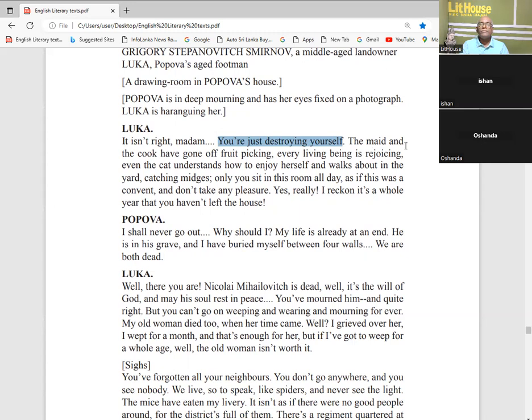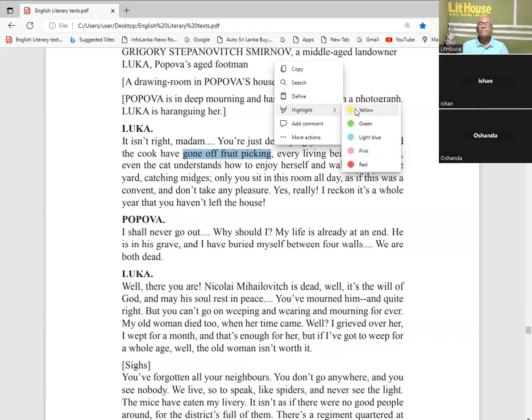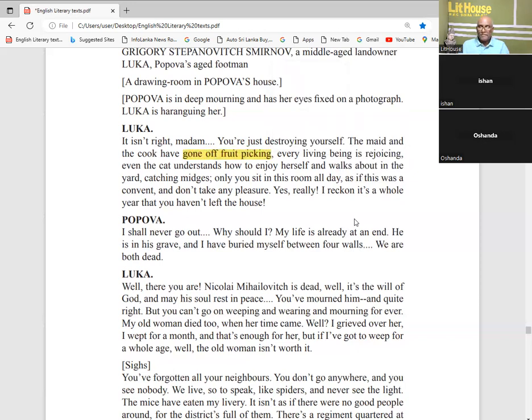What is the idea of fruit picking? Gone off fruit picking. What is the idea? Underline and note it down. Ordinary life. Gone off fruit picking. It has some implied meaning.